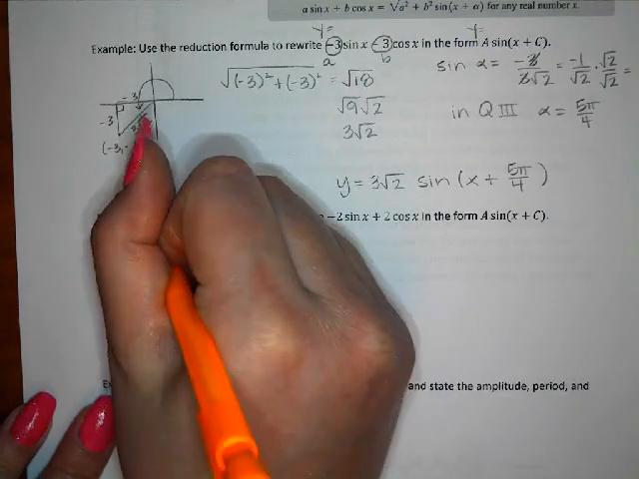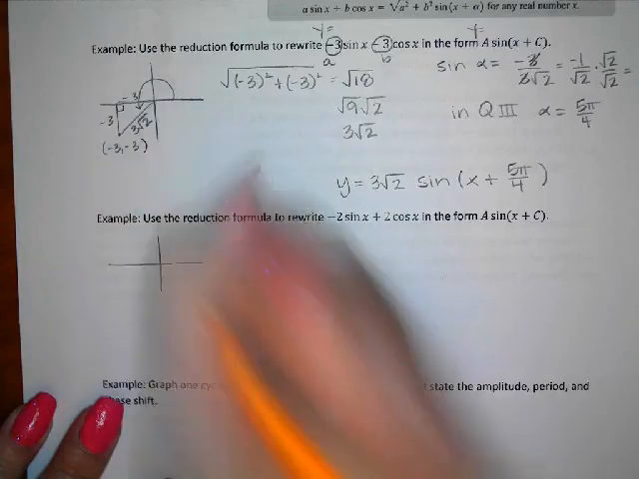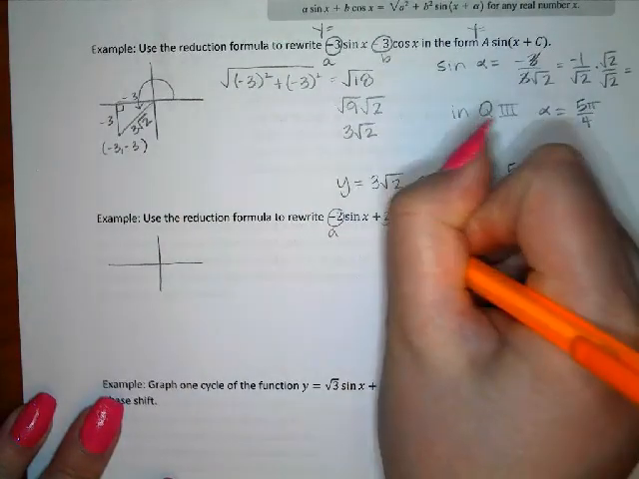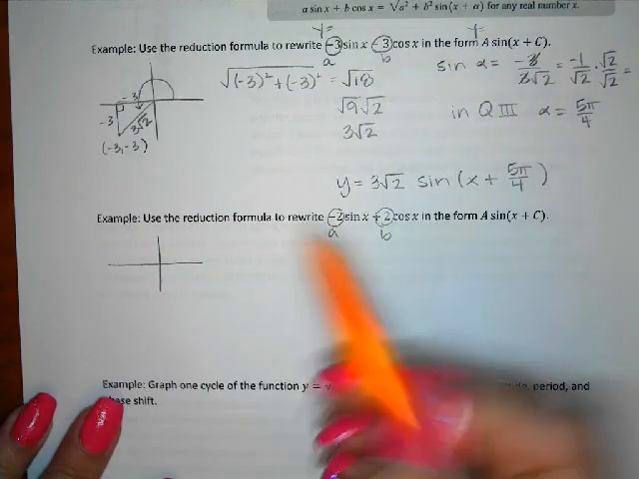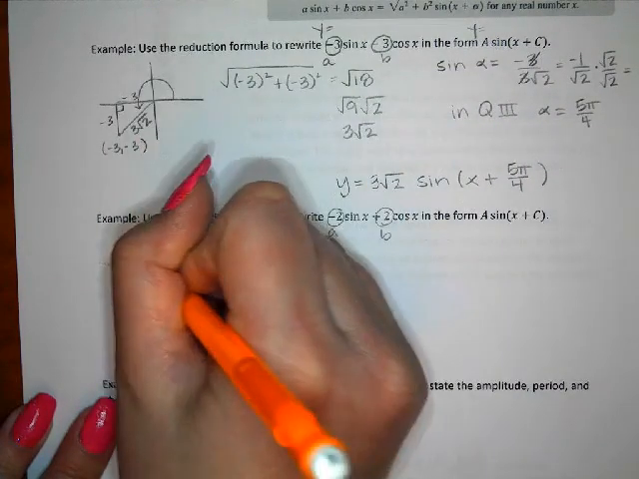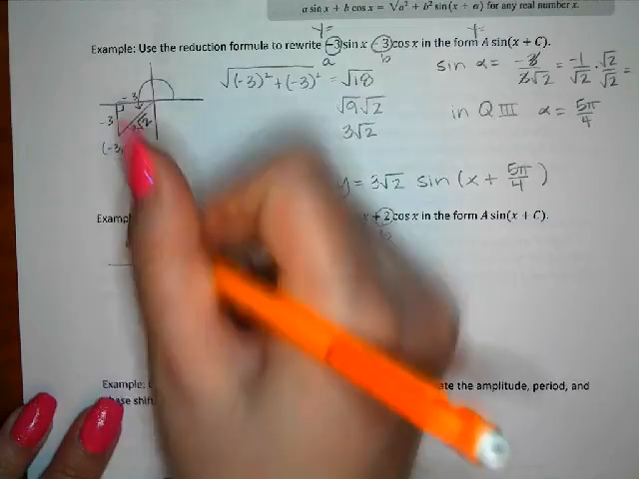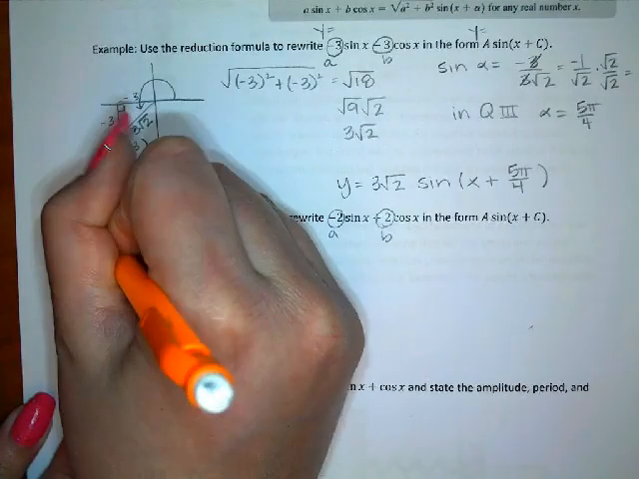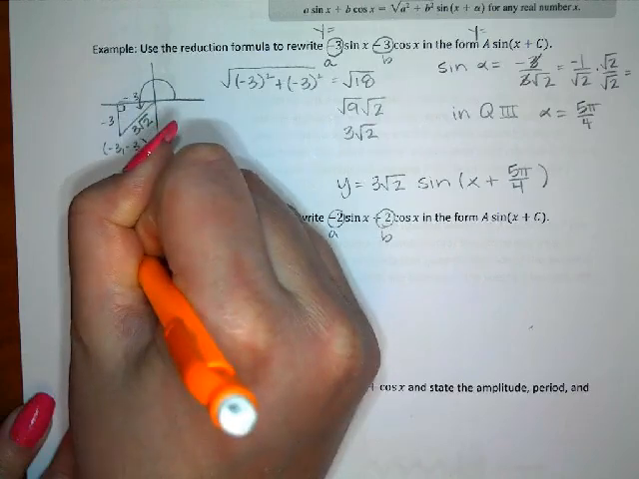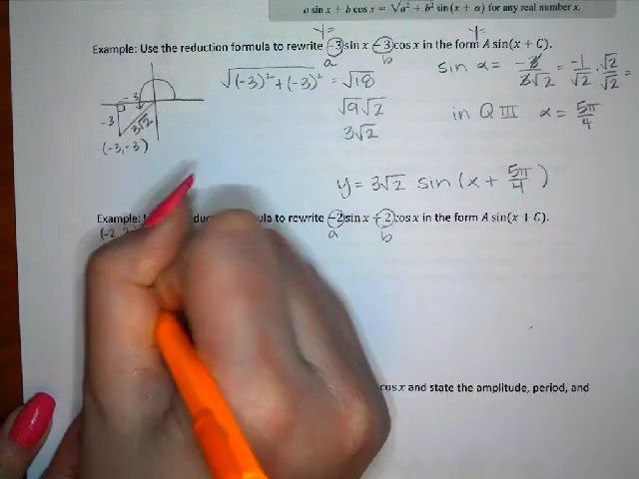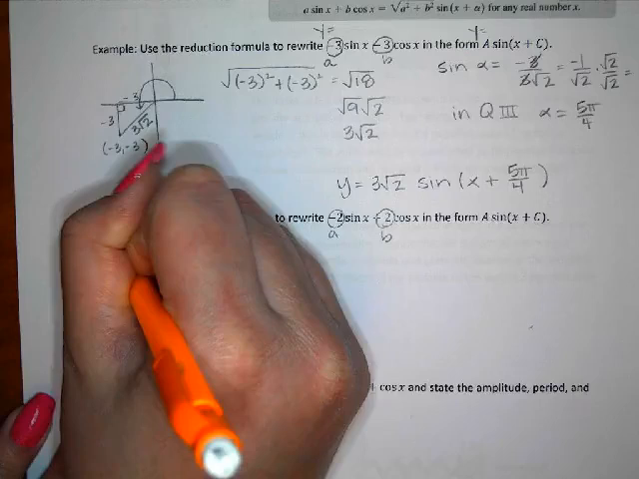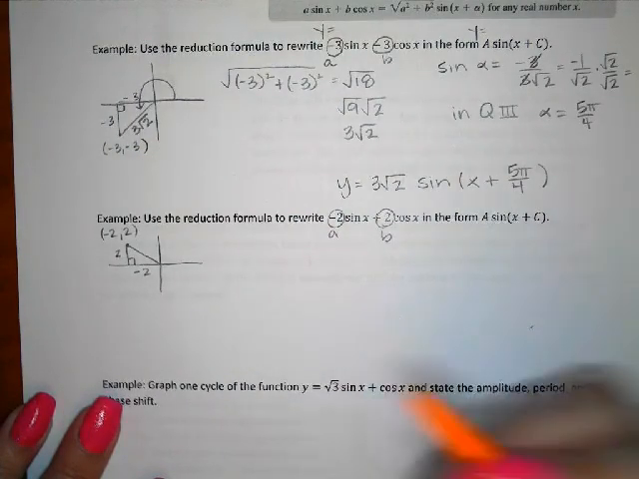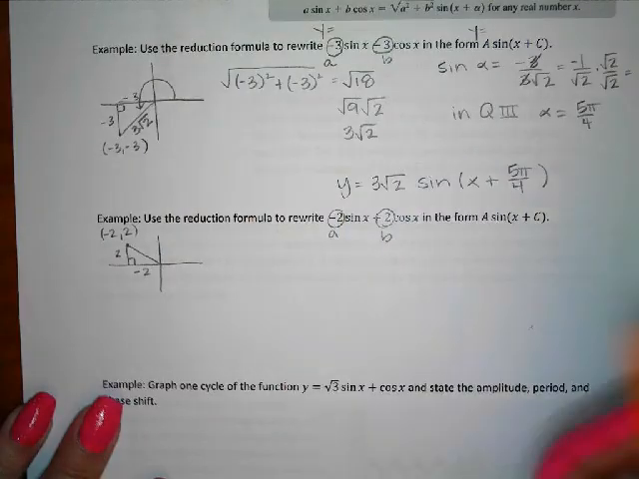Here's my A value. Here's my B value. So I'm going to go left 2, up 2 to draw my triangle. Left 2, up 2. Okay, there's my triangle. And so I'm in quadrant 2, and I'm going to go ahead and do my Pythagorean theorem.